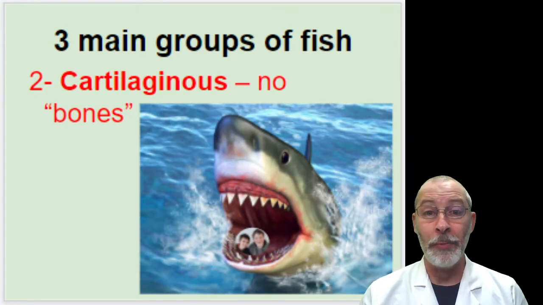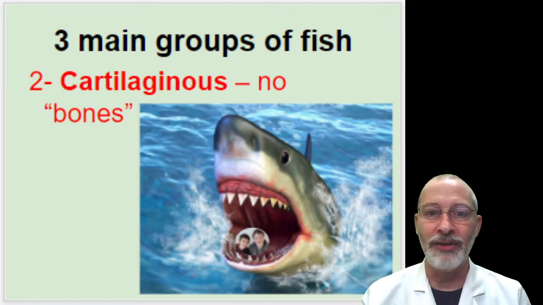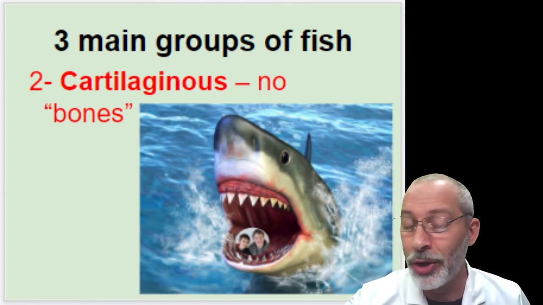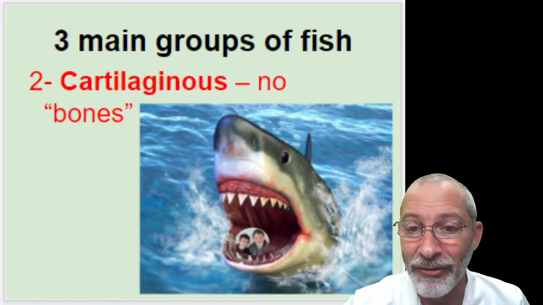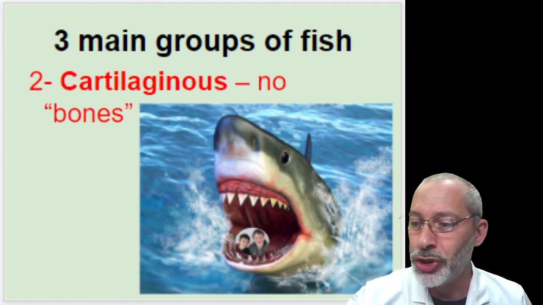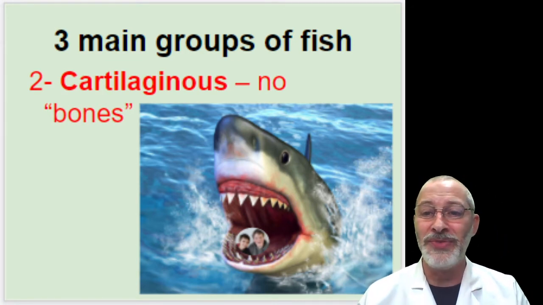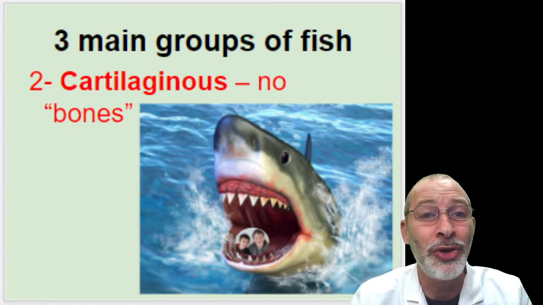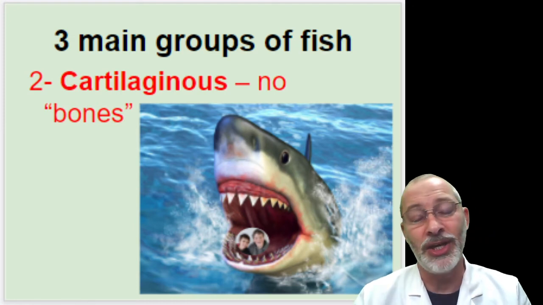It brings us to the second group. Oh, this looks like Jaws. In fact, if you look in the mouth of Jaws, you will notice a couple of former students that have been consumed by Jaws there. But sharks are certainly the most famous example of the second group called cartilaginous fish.